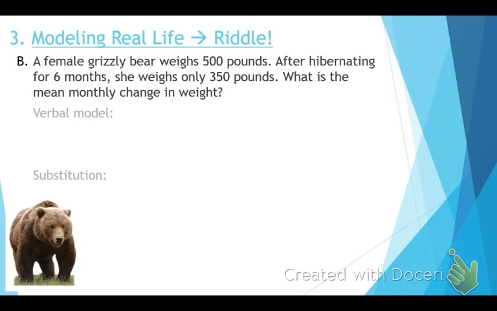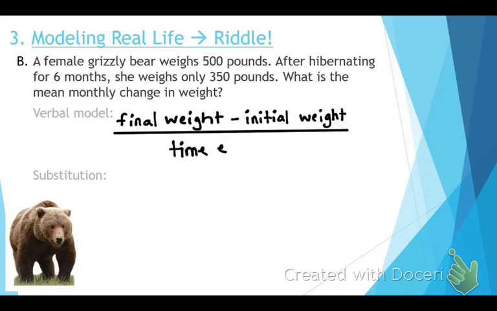So the verbal model, it's going to look very similar to problem A, but problem A said the final height minus the initial height divided by the time. Am I worrying about the bear's height here? No. What am I thinking about? Weight. The weight, the pounds, okay? So for our verbal model this time, it's going to be the final weight minus the initial weight, and we are still going to divide it by the time elapsed, or the time that passes by. All right, so I want you guys to write in that little formula in our verbal model spot.